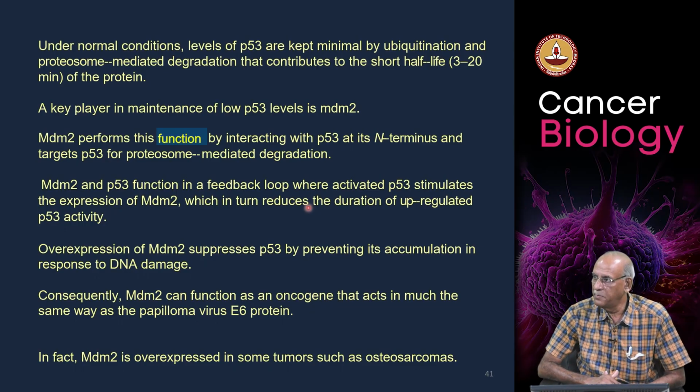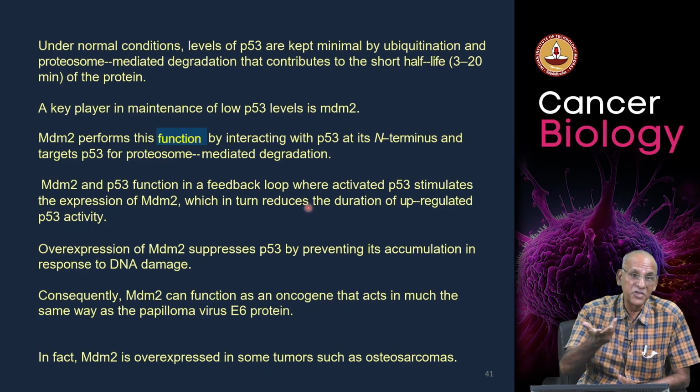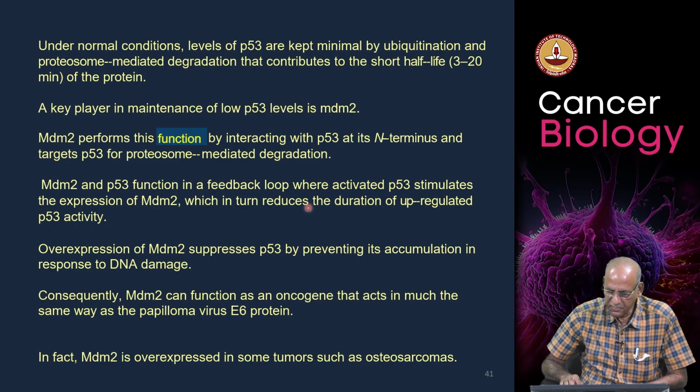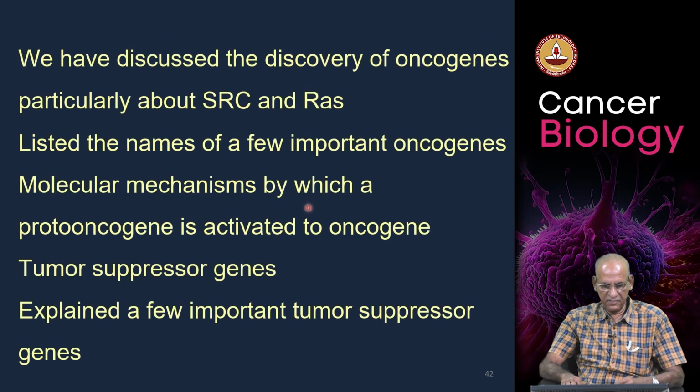This is important. Overexpression of MDM2 can suppress p53, and thereby MDM2 can act as an oncogene actually, because it suppresses p53. In fact, people have found that MDM2 is overexpressed in osteosarcoma. I think we can stop here.